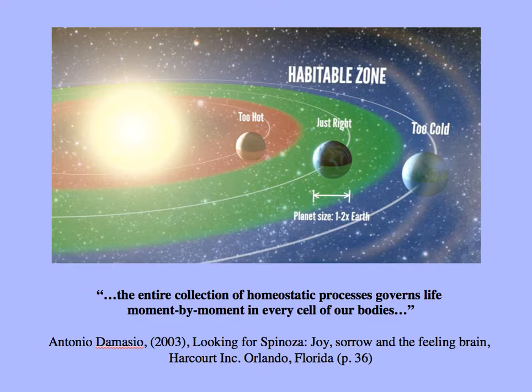Okay, so this picture shows the habitable zone of our planet. Not too hot if you were on the inside of the circle, and not too cold on the outside. So all life has to find a place within a zone of regulation that is healthy. So Damasio talks about our brain, and really the entire collection of homeostatic processes governs life moment by moment in every cell of our bodies. That's what we're trying to do, is stay within the healthy zone, not too hot, not too cold.